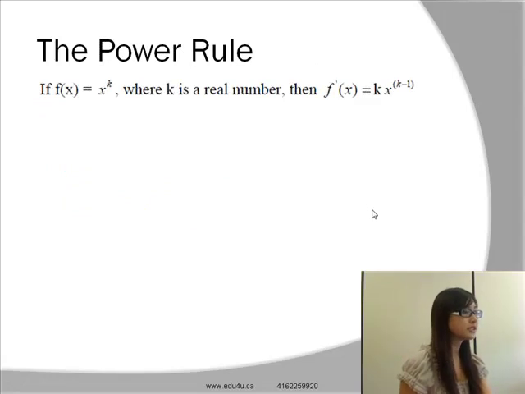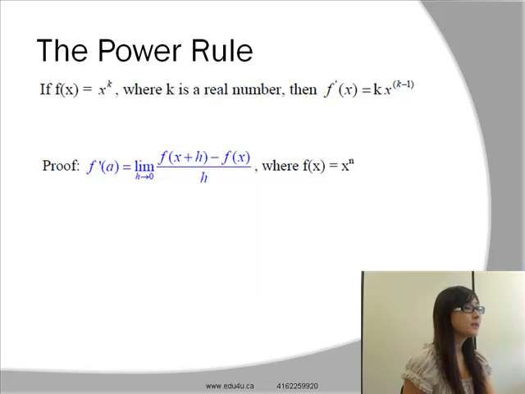Now let's take a look at the power rule. If we have the function f of x equals x to the power of k, where k is a real number, then the derivative of f of x will be equal to k times x to the power of k minus 1. Let's try to prove this.